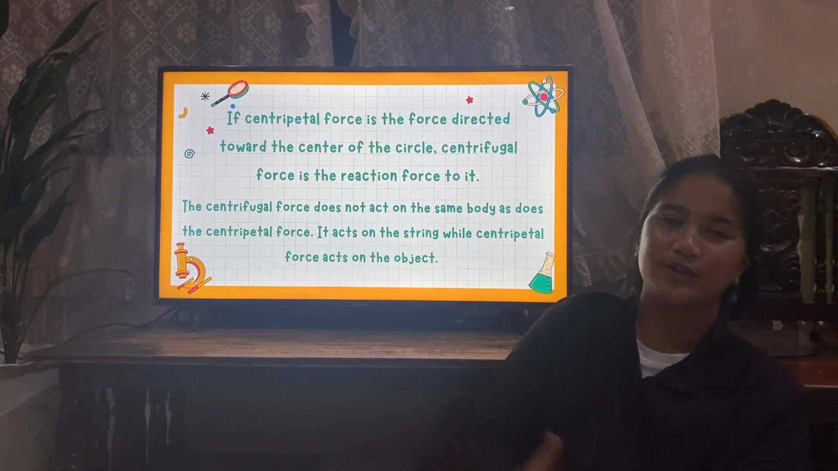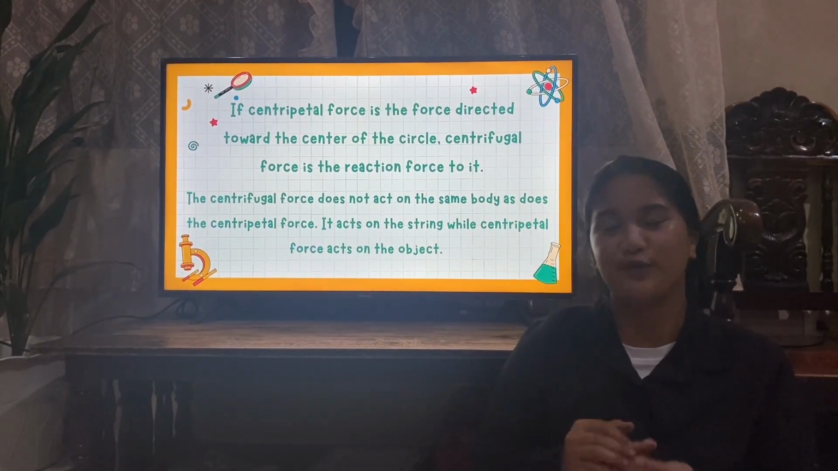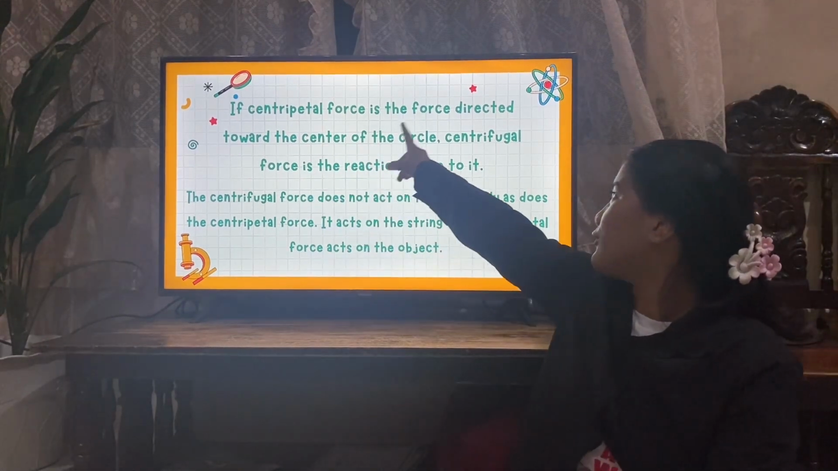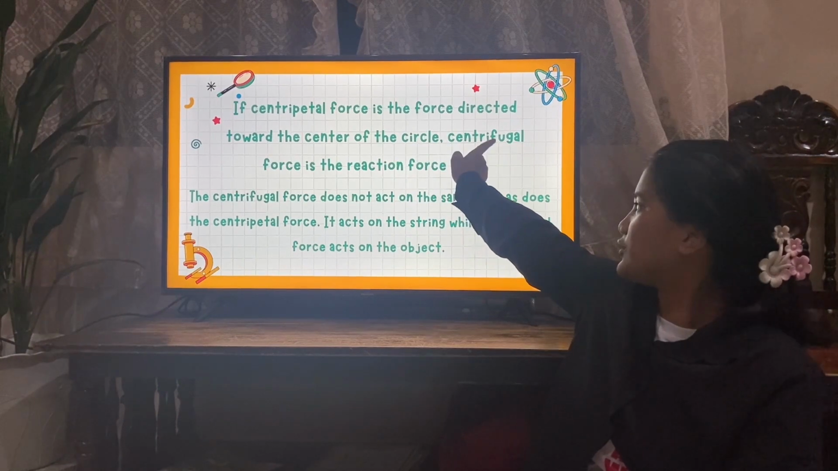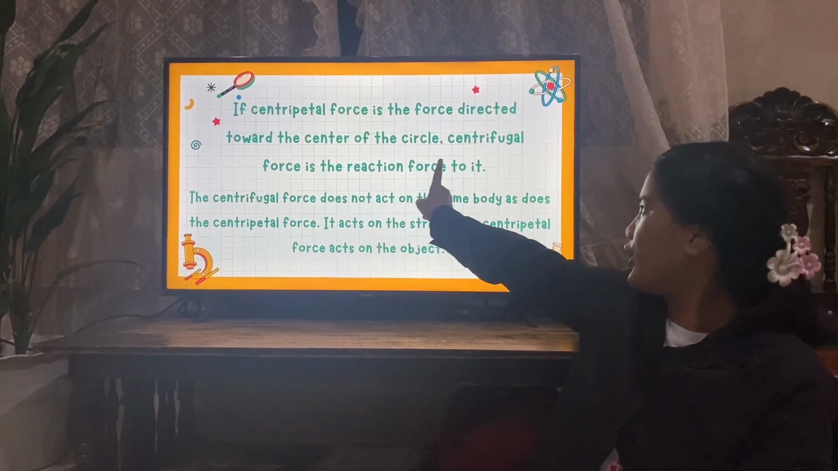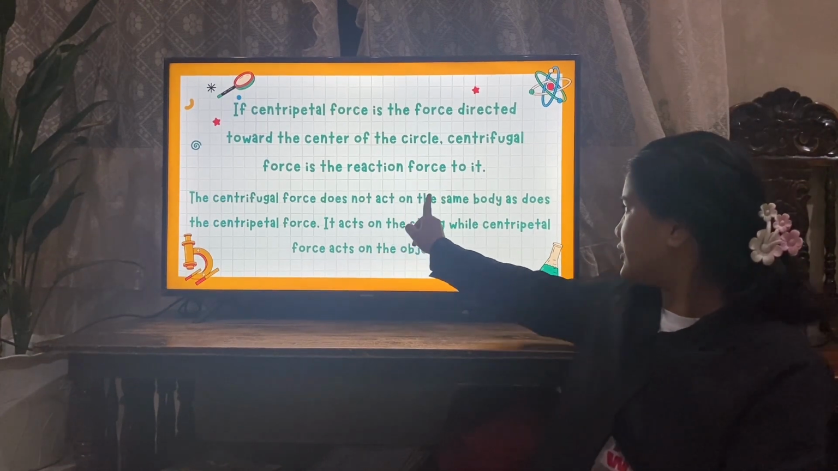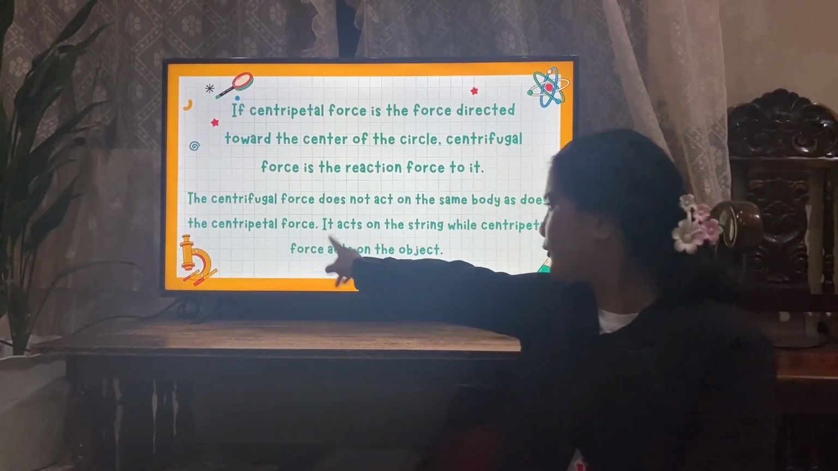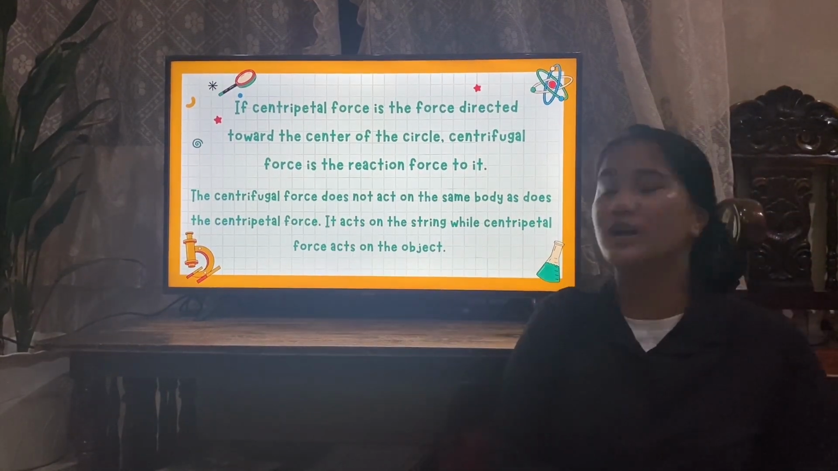So I will explain to you what is going on with centrifugal force. If centripetal force is the force directed towards the center of the circle, centrifugal force is the reaction force to it. The centrifugal force does not act on the same body as the centripetal force. It acts on the string, while centripetal force acts on the object.